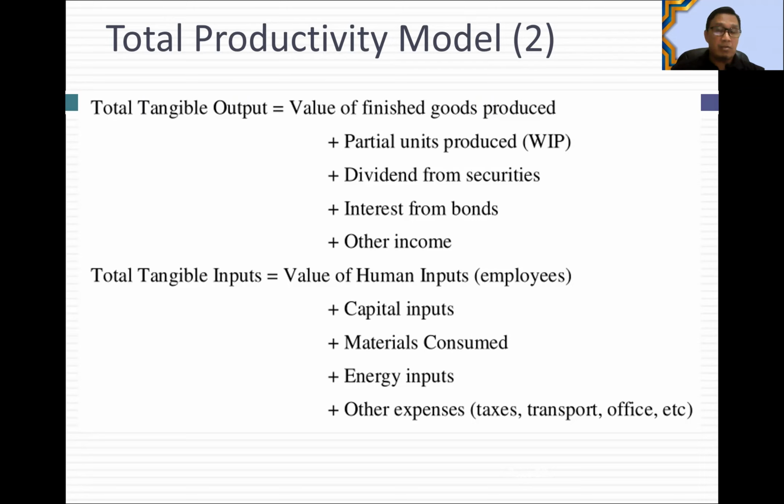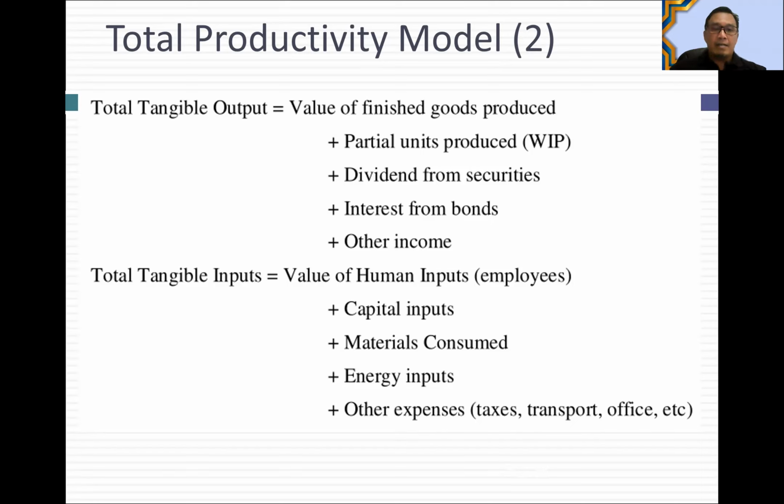It's not limited to only those 5, but actually every output that is tangible can be considered as output in the Sumanth model. Any output, as long as it's tangible. Intangible will not be considered.